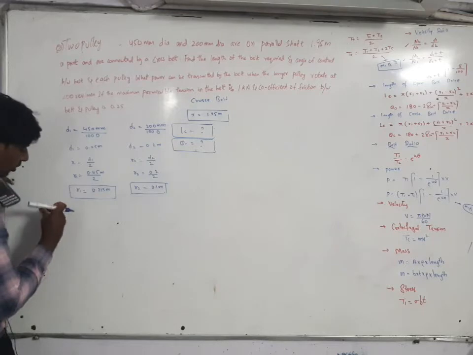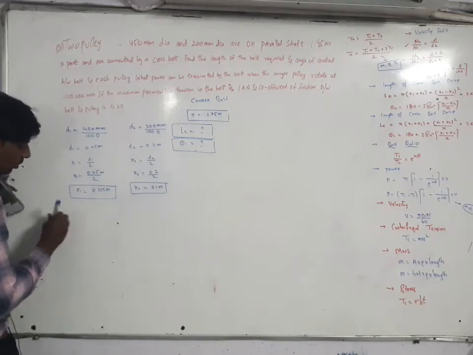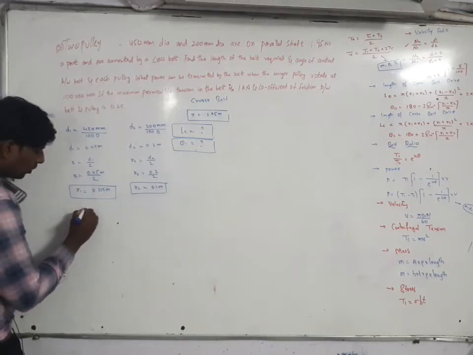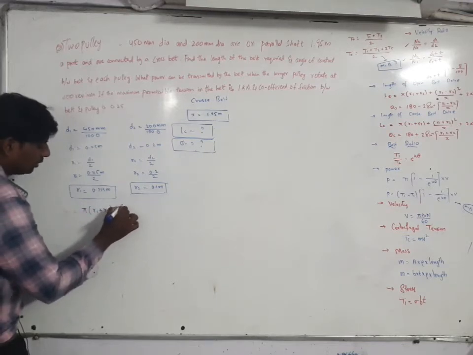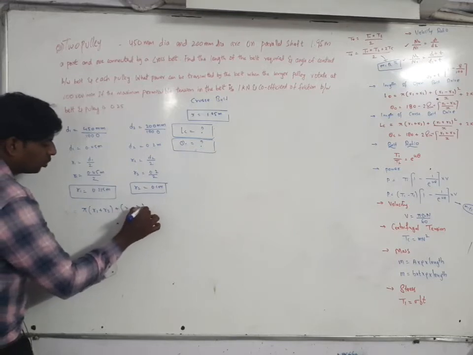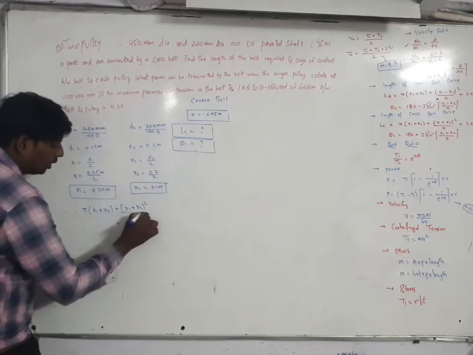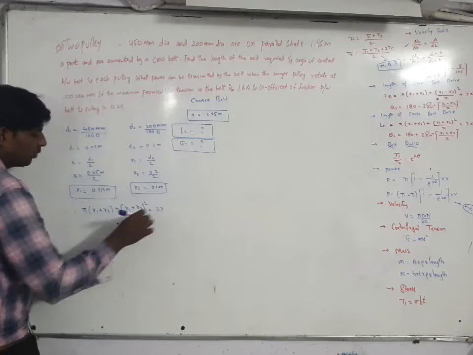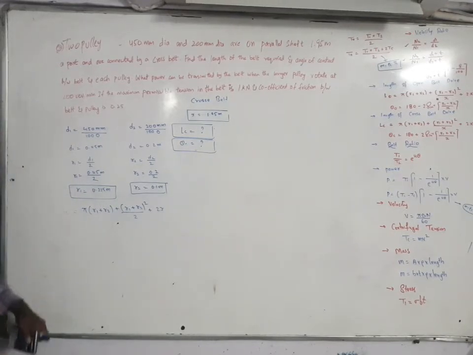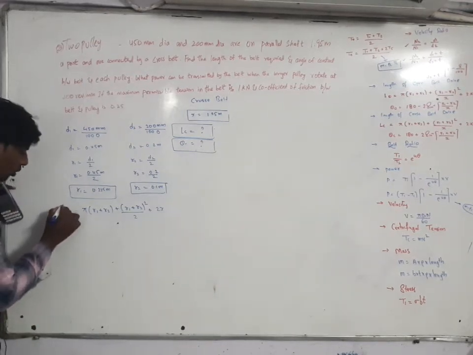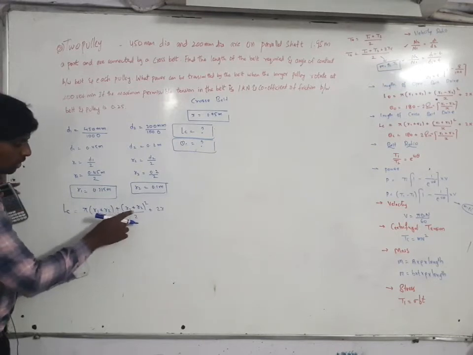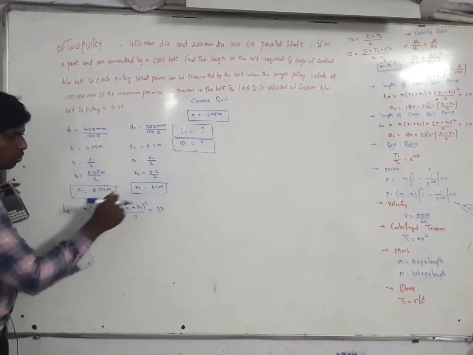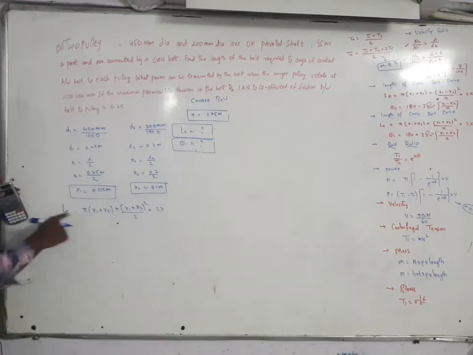First I will write down the formula for the length of a cross belt. The formula is pi times (R1 plus R2) plus (R1 plus R2) whole square by x, plus 2x. This is the formula for the length of a cross belt.